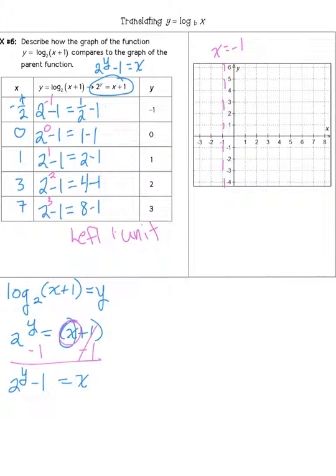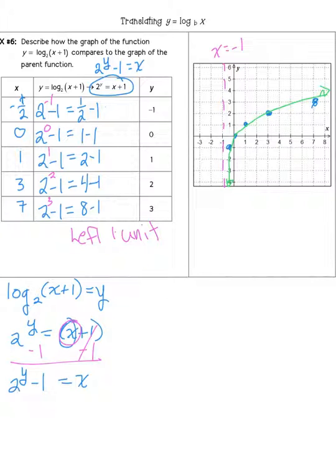So let's go ahead and plot our points. So we have -1/2, -1, and then 0, 0. That becomes your key point. And then 1, 1, and 3, 2, and 7, 3. And so there's our graph.